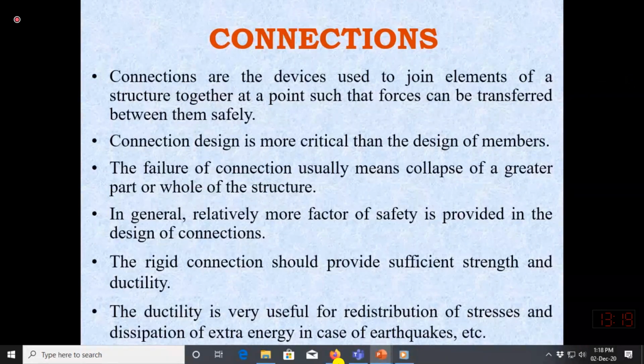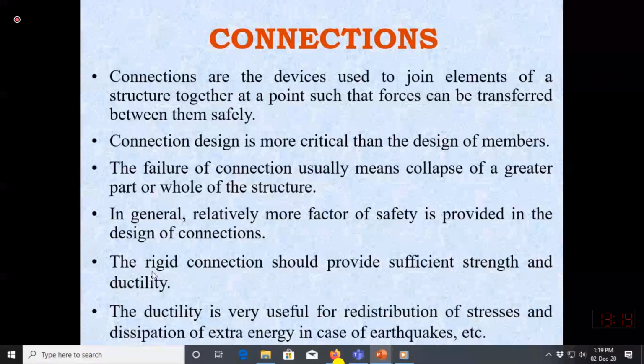So that we will discuss in detail in today's lecture. In general, relatively more factor of safety is provided for the design of connections. The rigid connection should provide sufficient strength and ductility. So we will discuss in detail.